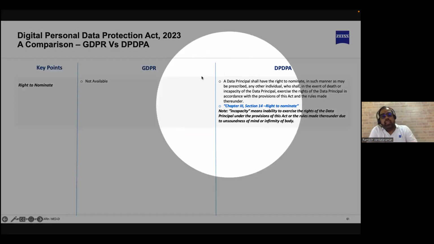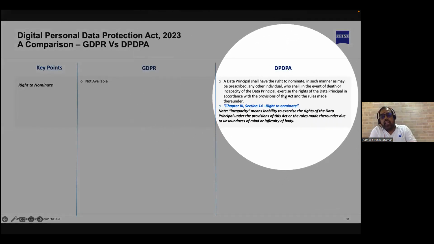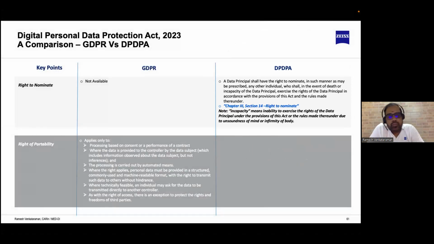As I said, right to nominate. As of now, as per my knowledge, I think ours is the only law which talks about it. The data principal shall have the right to nominate, in such a manner as may be prescribed, any other individual who shall, in the event of death or incapacity, if I fall sick or am physically disabled, whatever, exercise the rights of the data principal in accordance with the provisions of the Act. Quite an interesting part. How it is going to be helpful or implemented, we need to see.